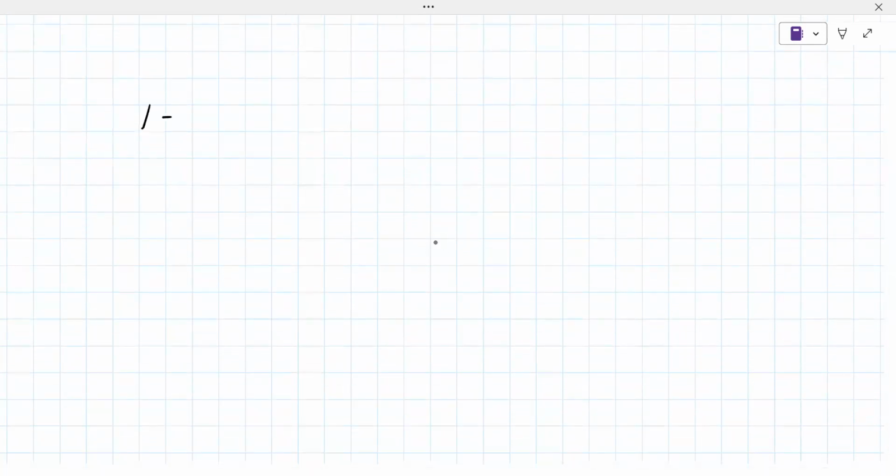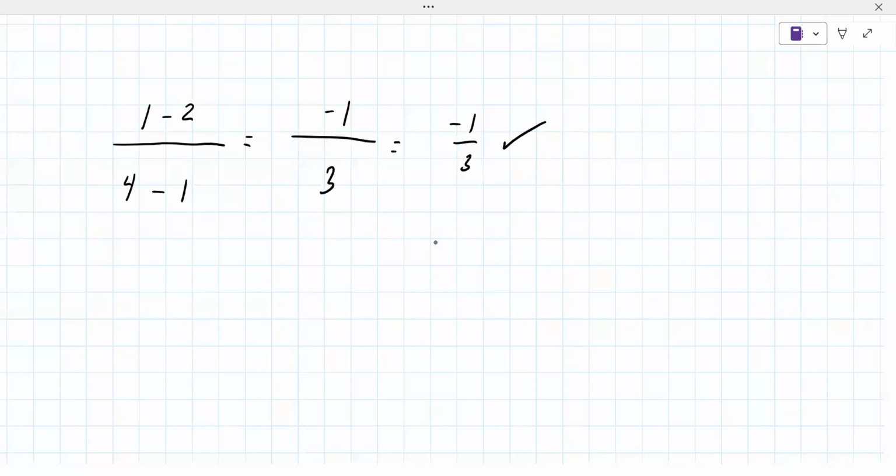Let's look at some new stuff here. How about 1 minus 2 over 4 minus 1? Go ahead and simplify the top, simplify the bottom. What I mean by that is do the math, add or subtract here. So the top one would be -1. Then the bottom would be 3. Simplify it or reduce it even more. This one is already reduced. This is -1/3. There's nothing to do.